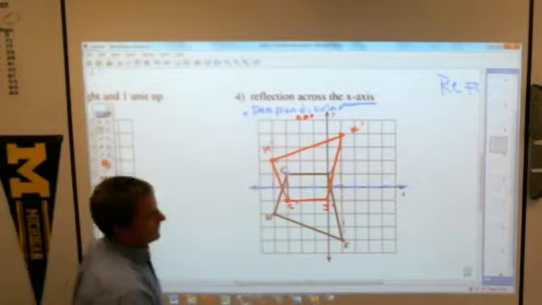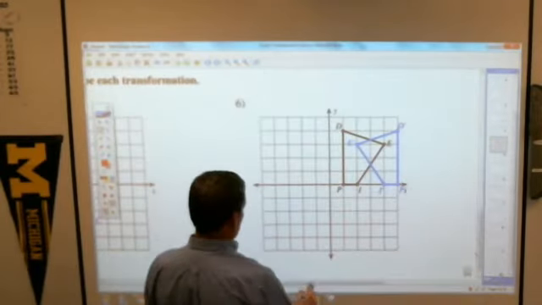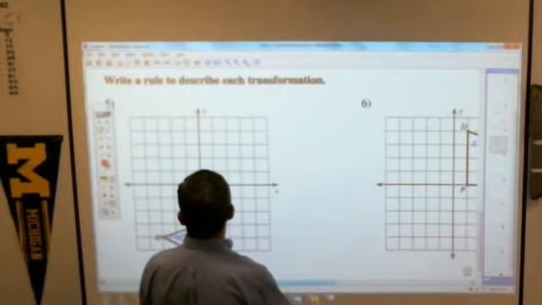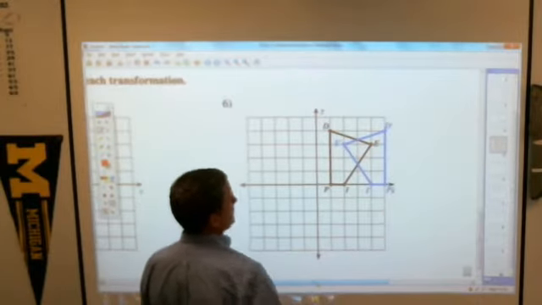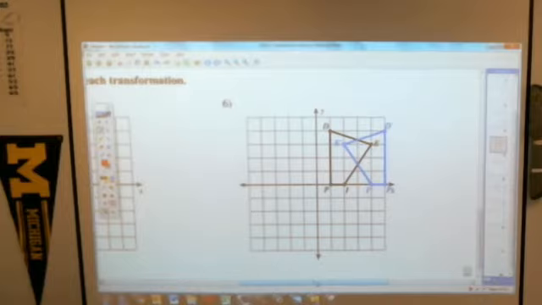Is there a harder reflection there somewhere? Yes. Where? Oh, on the paper. Now, take a look at this one, because on problem number 6, it says to give the rule for the transformation.